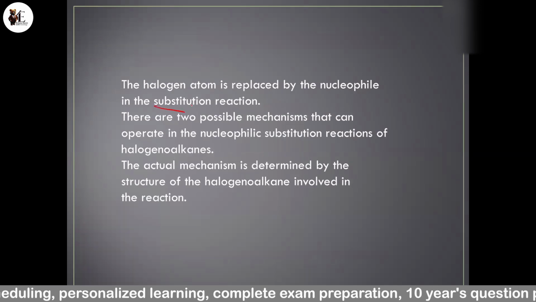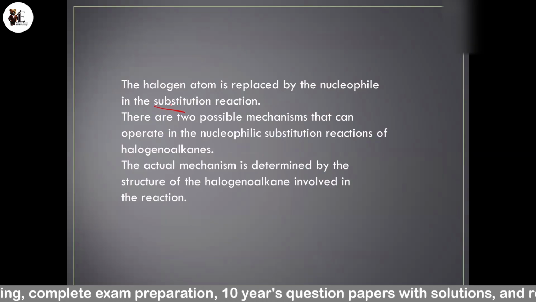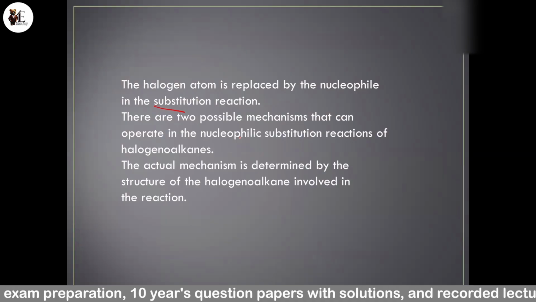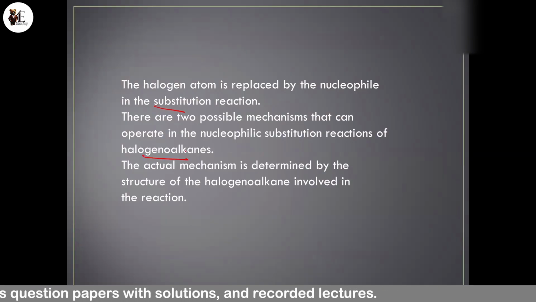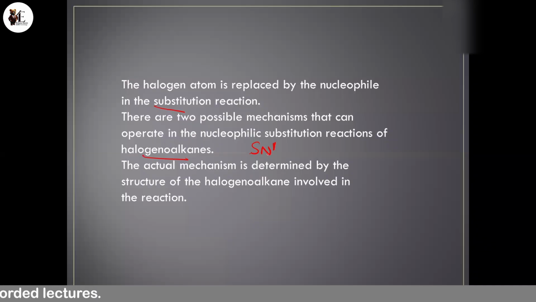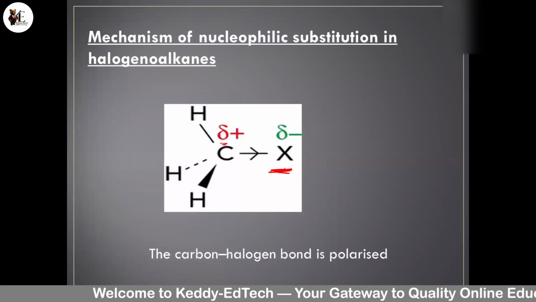Substitution means that another atom, another element would come. It would kick the existing atom. This means your substitution reaction. So there are 2 possible mechanisms that can operate in the nucleophilic substitution reactions of halogenoalkanes. We will study the SN1 mechanism, substitution, unimolecular nucleophilic substitution, and SN2, bimolecular nucleophilic substitution. It depends on the structure of the halogenoalkane involved in the reaction. So we will see the SN2 mechanism and the SN1 mechanism. So write it down.